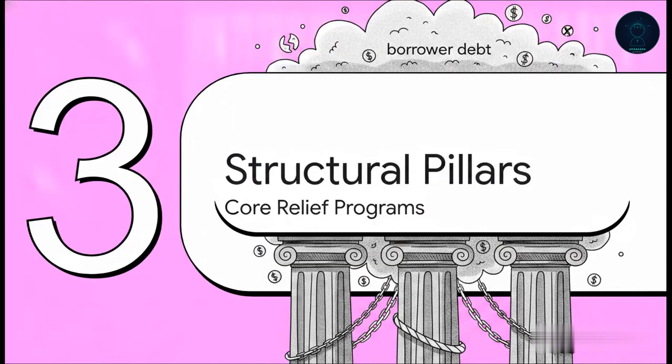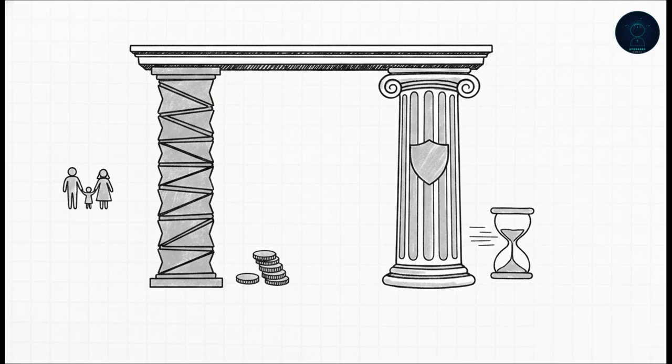Part 3. Structural Pillars of Relief. According to our source data, the federal architecture primarily relies on two core load-bearing pillars. The first one is income-driven repayment, or IDR. This pillar is designed to flex based on a borrower's financial reality. It ties monthly payments directly to income and family size with a promise of forgiveness after a 2-decade timeline, usually 20 to 25 years. The second pillar is public service loan forgiveness, or PSLF.